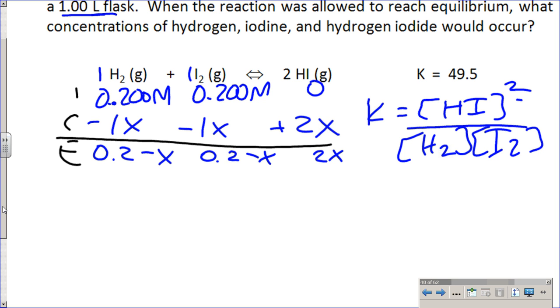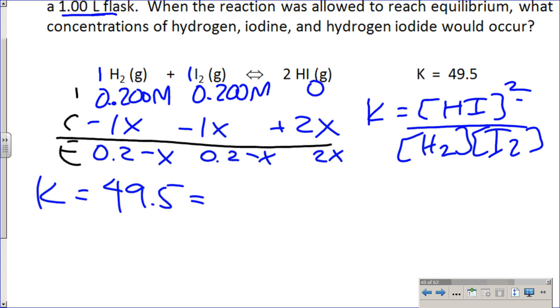What's that thing called again? Equilibrium constant, right? You can't put anything but equilibrium in that. So our K value is 49.5. And we have our setup already. Now we can plug directly into that setup.